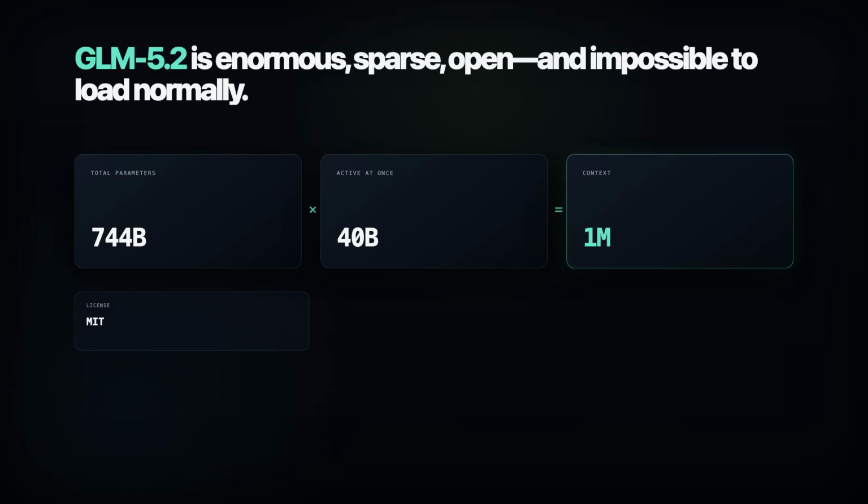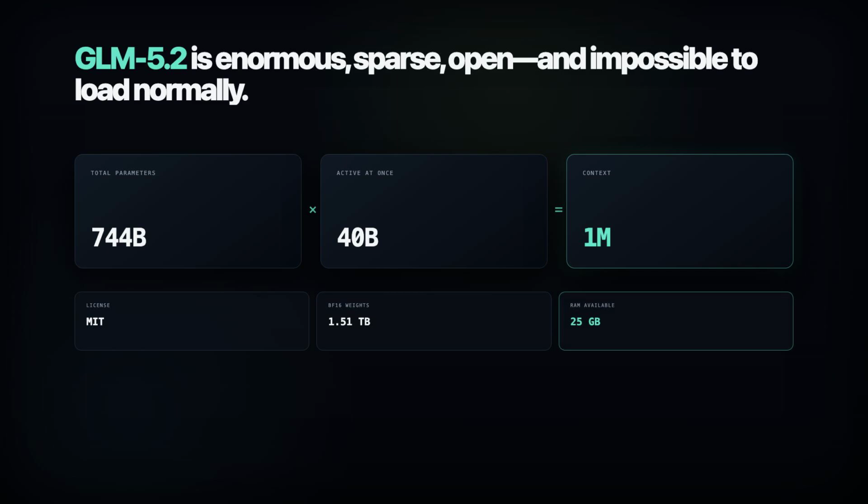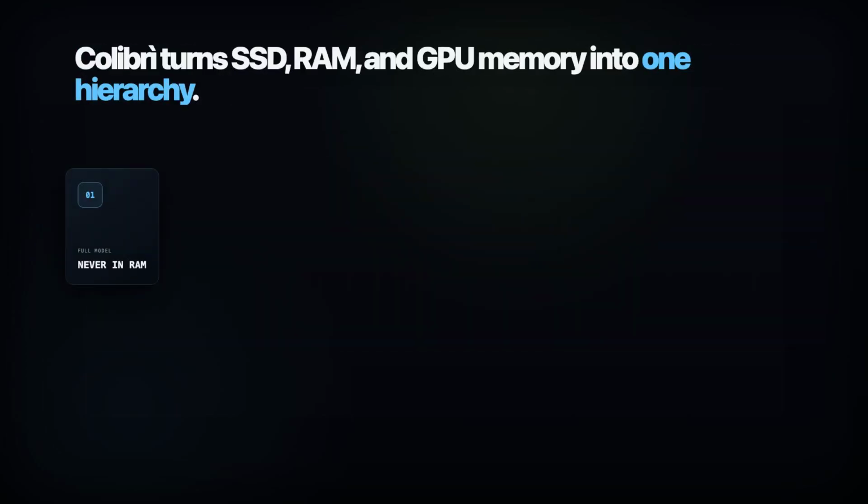If you downloaded the model at BF16 precision and tried to load it normally, you would be dealing with roughly 1.5 terabytes of weights. The official Hugging Face repository itself is around 1.5 terabytes. So putting this model into 25 gigabytes of memory sounds impossible. Because it is. The whole model never goes into RAM.